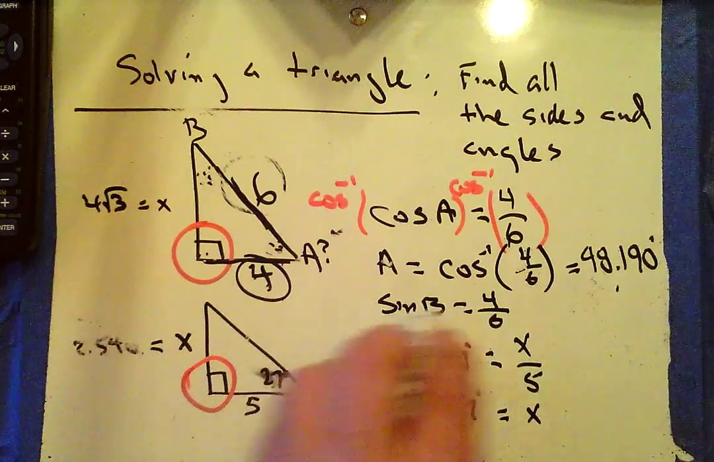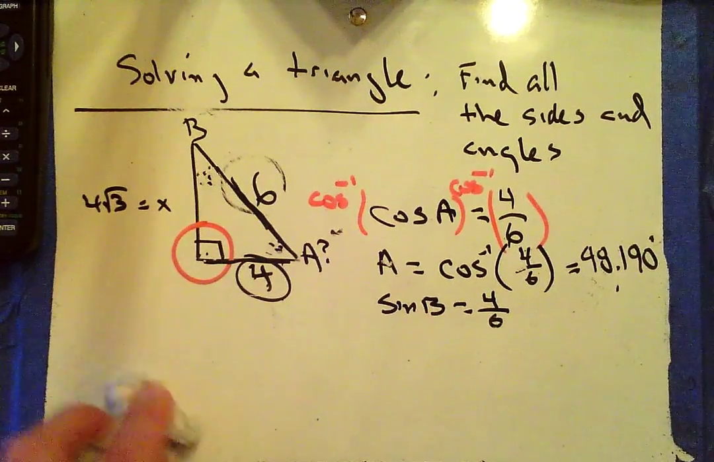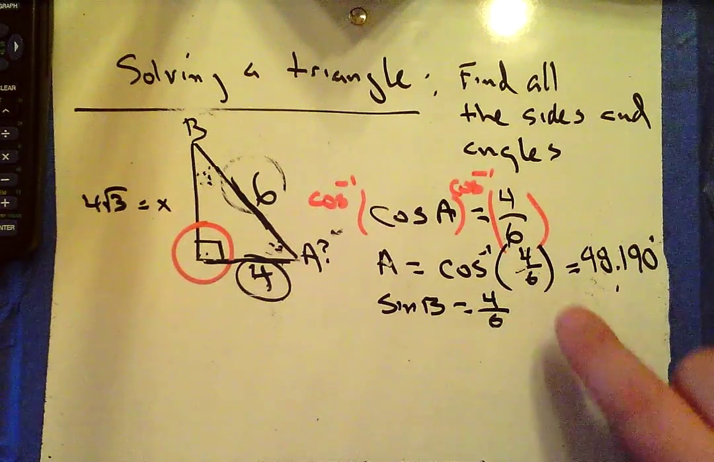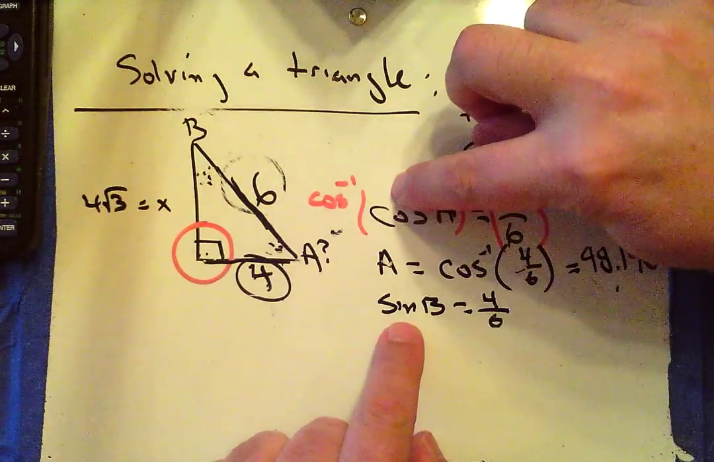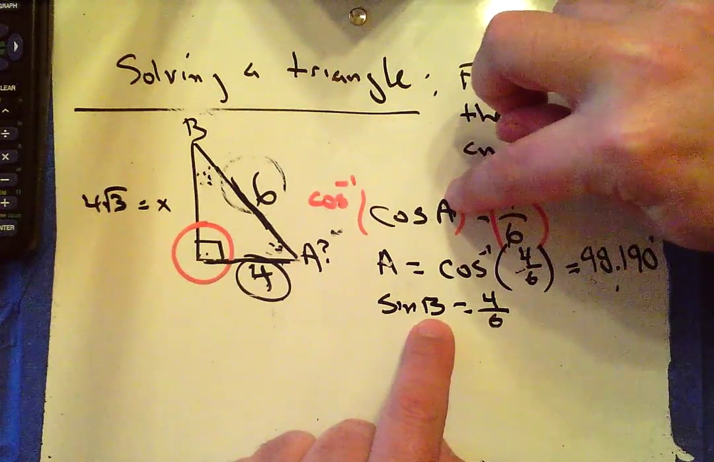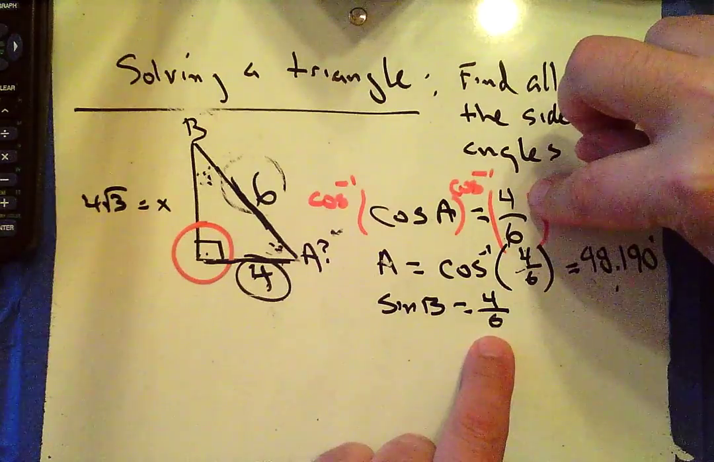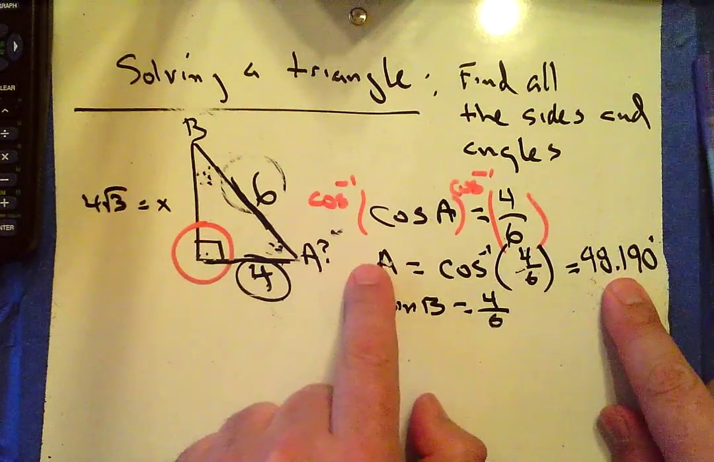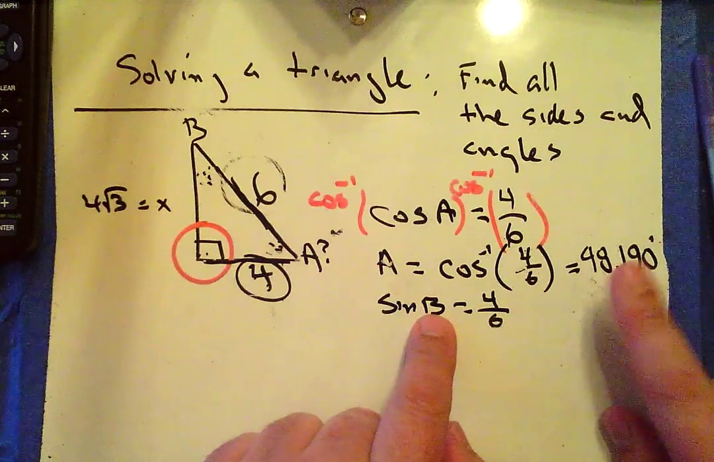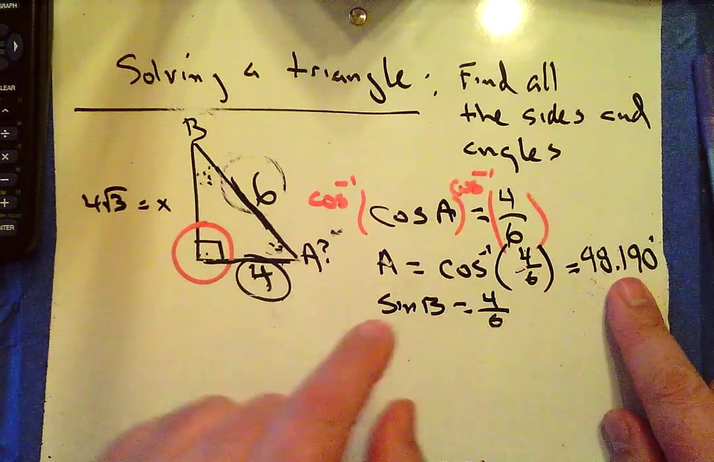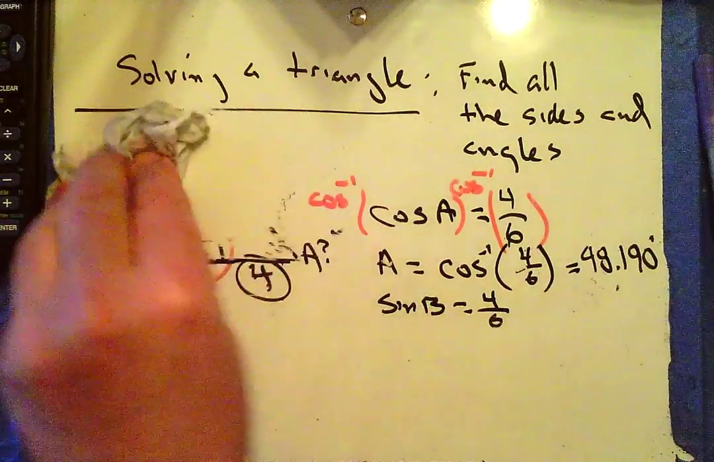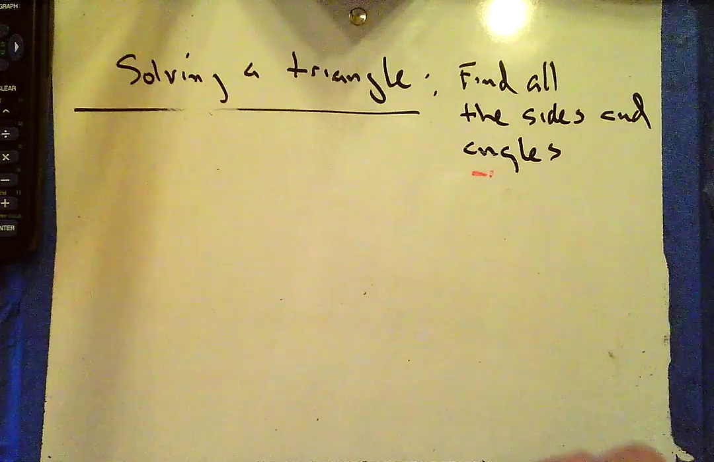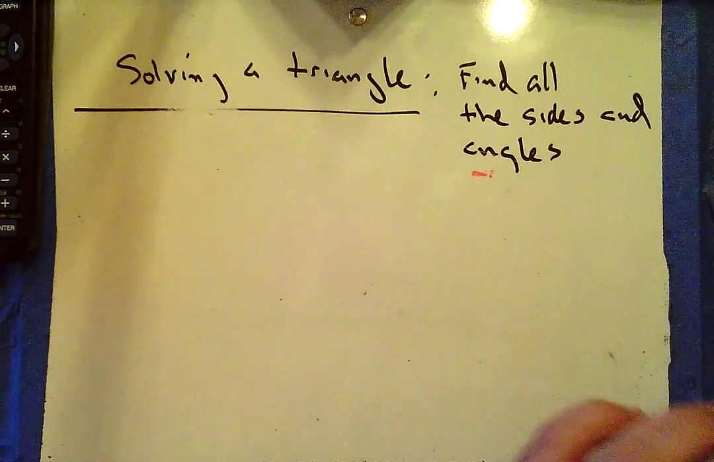Though, remember, cofunctions of complements are the same. And we see that here. Cofunctions of complementary angles are the same value. So these angles must be complements. So if A is this one, then B must be the complement, or 90 minus this one.